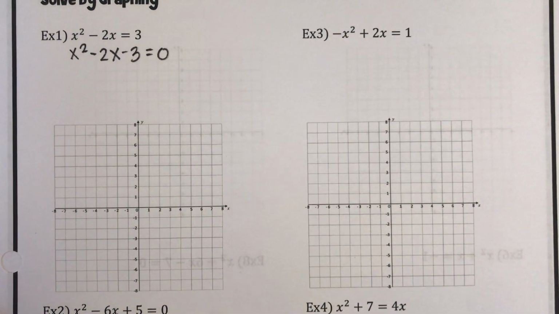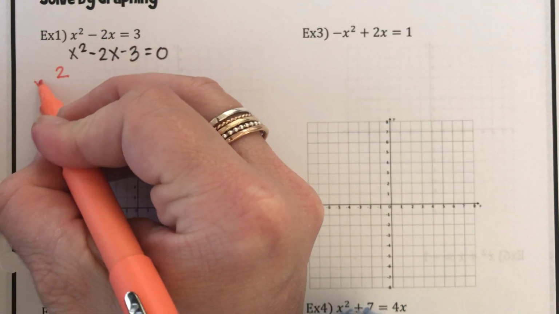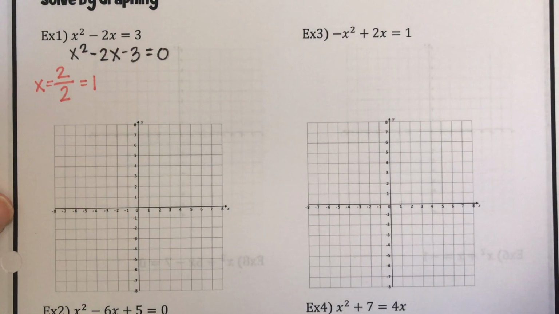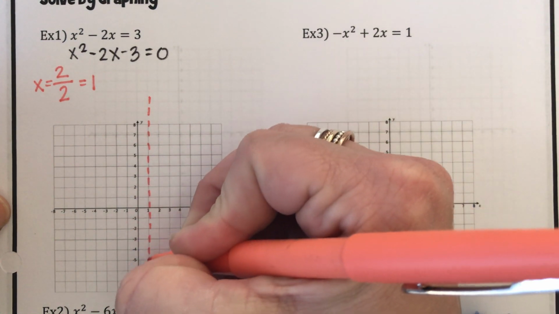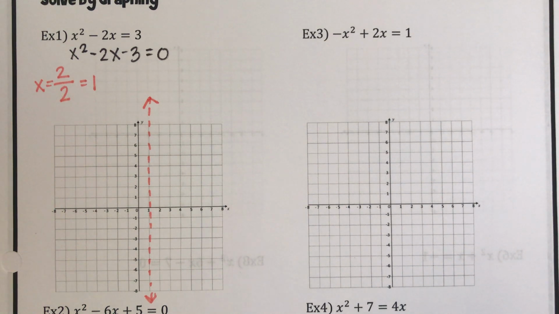Okay, and now that it's in standard form, what we're going to do is exactly what we've been doing all week. The first thing we're going to find is the axis of symmetry by doing negative b over 2a. So negative negative 2 over 2 times 1 is 2. So the axis of symmetry is going to be 1. Okay, so I'm going to do my dashed line because that's going to help me keep track of where the center of my parabola is going to be.